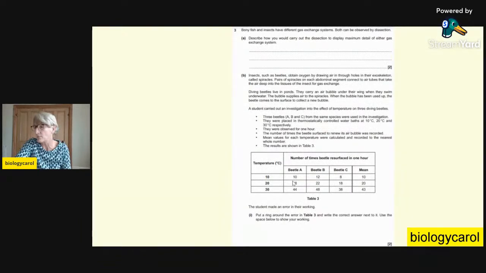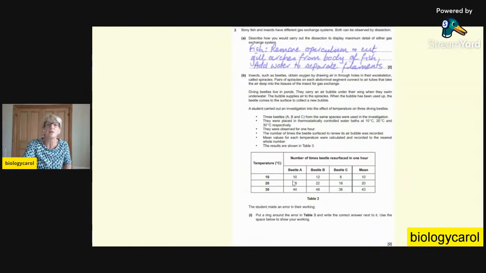Okay, bony fish and insects have different gas exchange systems. Both can be observed by dissection. Describe how you would carry out the dissection to display maximum detail of either gas exchange system. You can choose. It's not maximum detail of both gas exchange systems, it's one or the other, depending on what you have done as practicals in your school. So I'm going to choose fish. It's the one that I'm more familiar with.